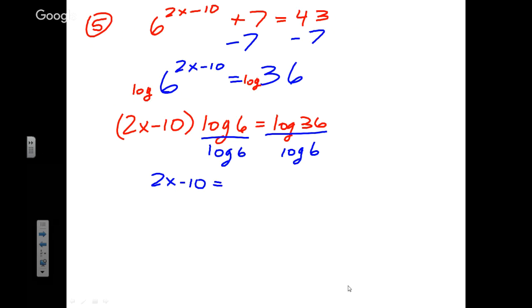equals, and again, don't just assume that you can do this in your head. Okay, log of 36 divided by log of 6. I can't do it in my head, even though I think it's 2. Okay. But I'm like the smartest person I know, but I would use my calculator. So then it turns into an easy Algebra 1 problem, plus 10, 2x equals 12, divided by 2, x equals 6.